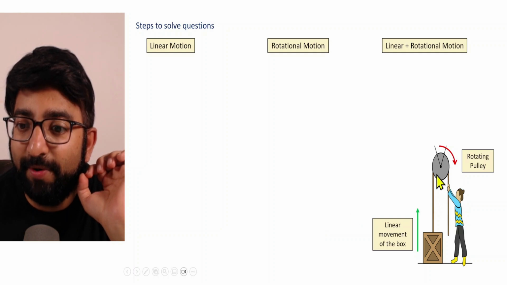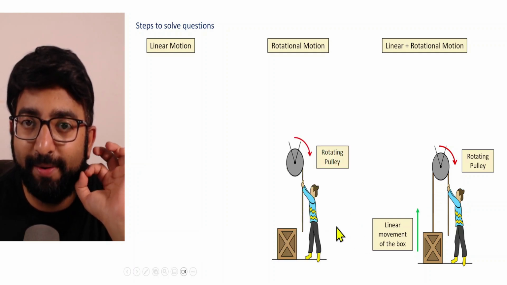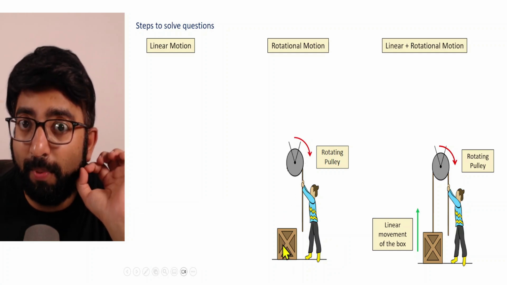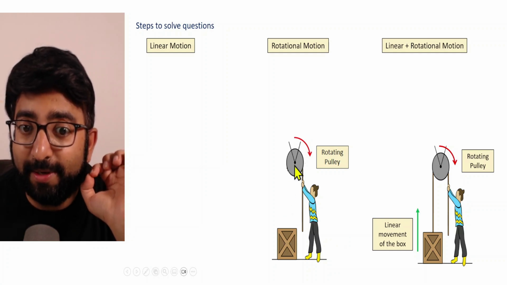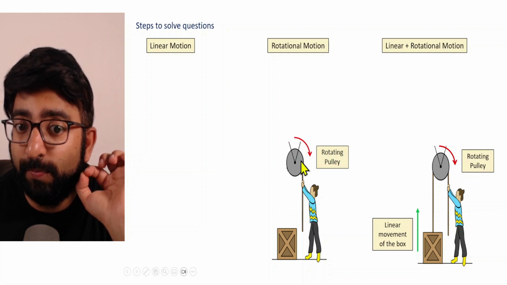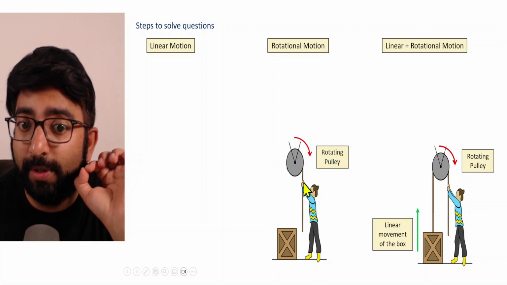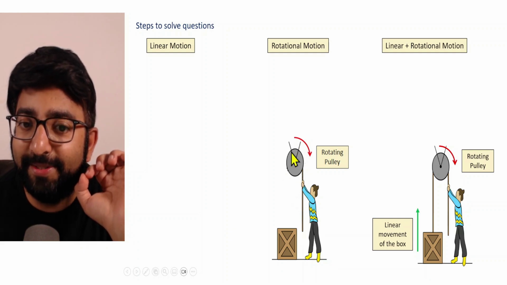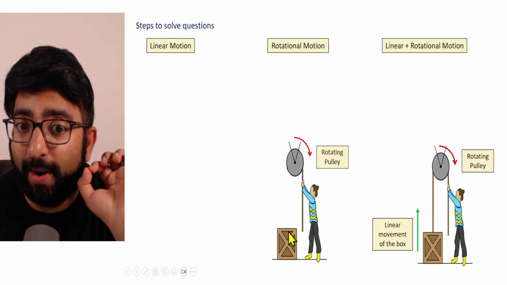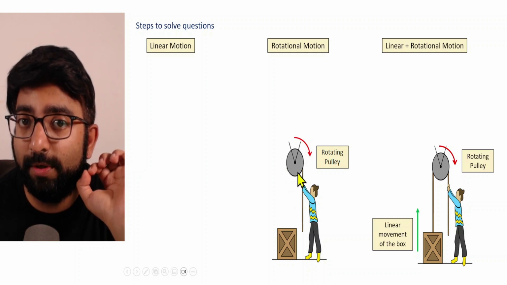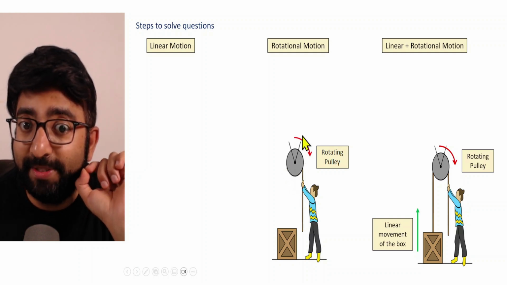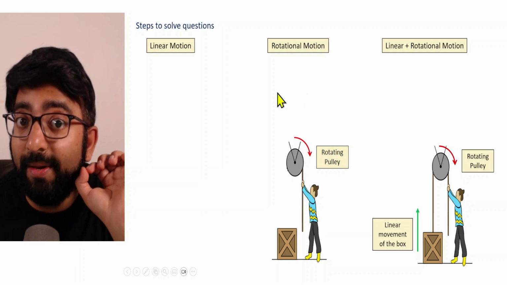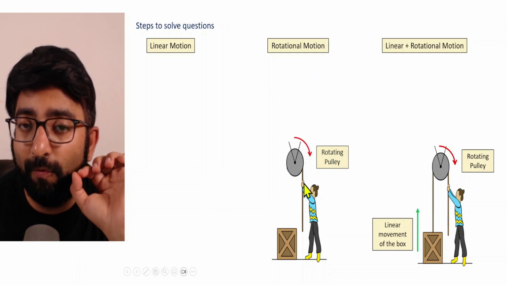Now, let us say we cut this rope so that the box does not move. So look at this figure. The string has been cut, so the box cannot move. But imagine that the rope is all coiled around this pulley and the person is trying to pull the string downwards. Then the pulley is going to rotate. Hence, in this case too, there is no linear movement, but there is only rotational motion happening for the pulley. So this is category number two, where only rotation is happening, no linear movement.